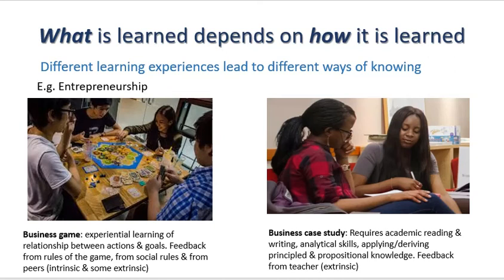So there'll be what we call intrinsic feedback. Just from doing it, they'll be getting feedback on how they are achieving their goals. They'll also be getting feedback from the social rules of the game. So how are they actually interacting with each other as individuals or in a team? And also from their peers. So their peers will be giving them feedback about how they're doing.